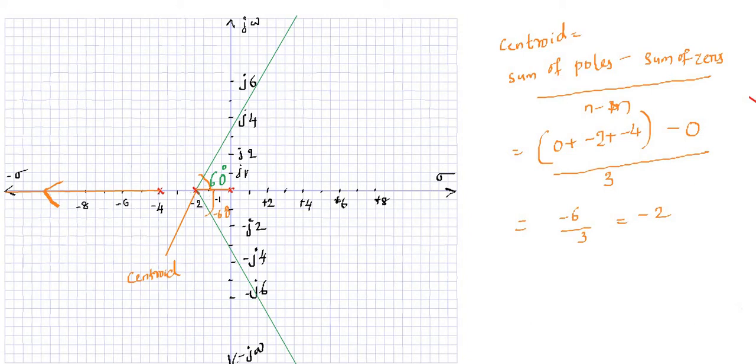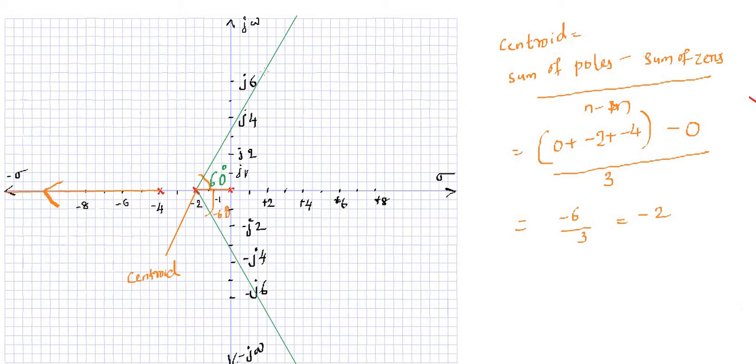Now the two root locus branches that start from minus 2 and 0 will go to the zero at infinity asymptotically. Okay, the asymptotes are given here. So these two root locus branches will end at the zero at infinity, and the path of those root locus branches will be asymptotic to these asymptotes.